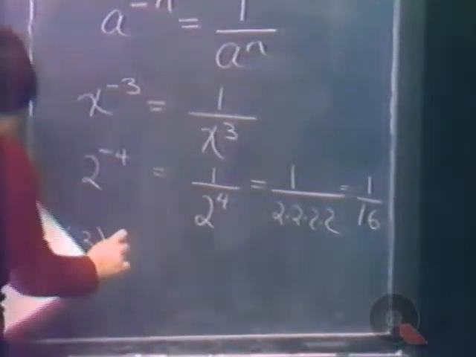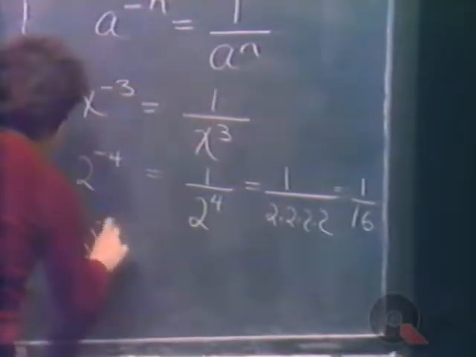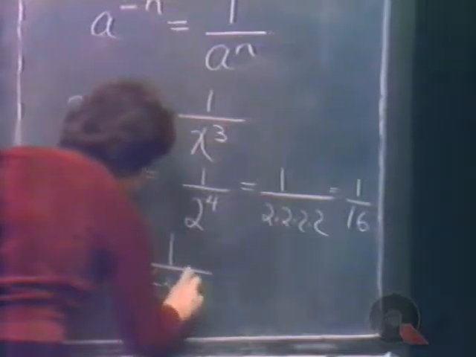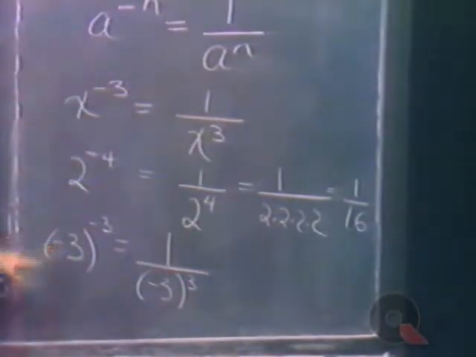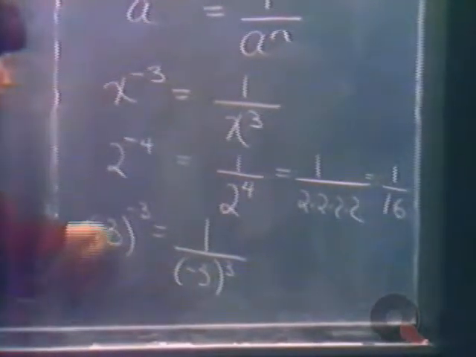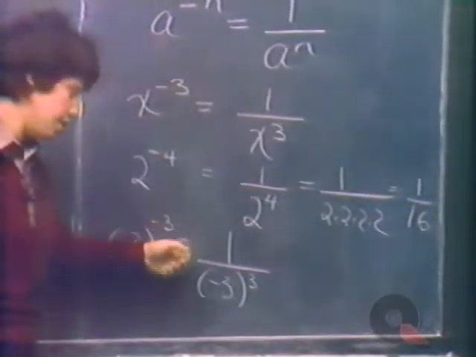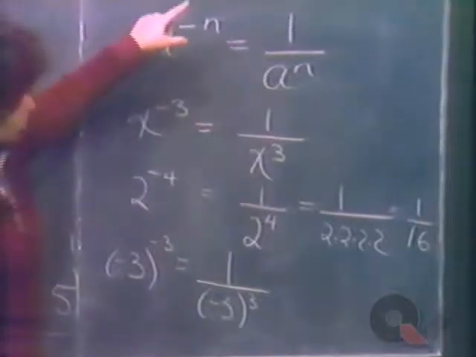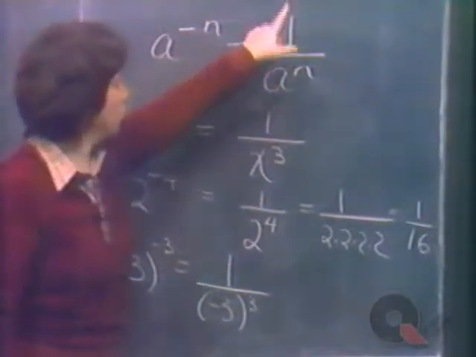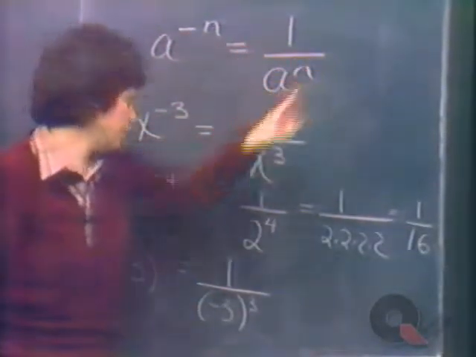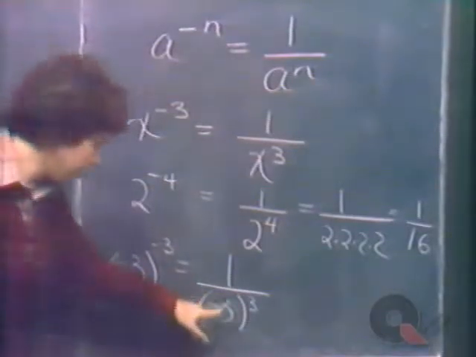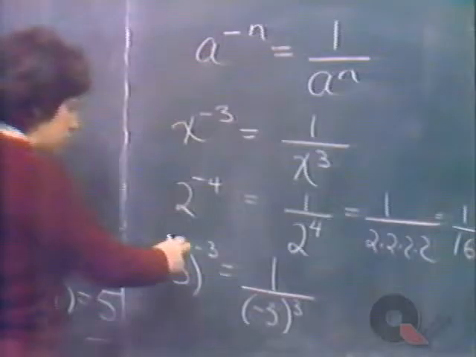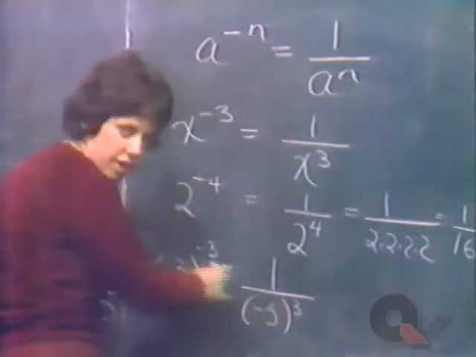Minus 3 to the minus 3 power is 1 over minus 3 to the 3 power. Don't get confused here. The power here, the minus 3, this is what we're using. This is a to the minus 3 power is 1 over a to the 3 power. Then the minus 3 in the parentheses we'll worry about. But right now, we first change this to the positive power and move it downstairs.